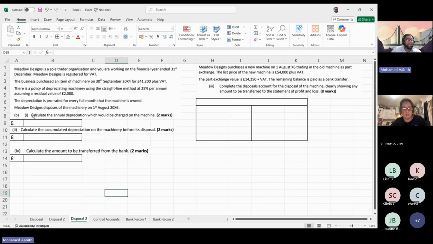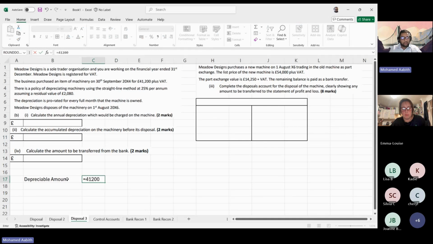So they are asking here, calculate the annual depreciation that would be charged on the machine. This is fairly straightforward. How would I calculate it? Because I need to find the depreciable amount. So here, depreciable amount is going to be the cost minus the residual value. So here 41,200 minus 2,080, which gives you 39,120. This is the depreciable value I'm going to charge on my non-current asset.